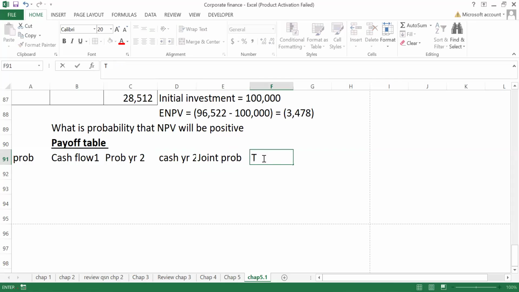I have the total cash flow. Then I have my expected value. I think we can look at this. Remember, the probability is 0.6, and it can be 0.4.